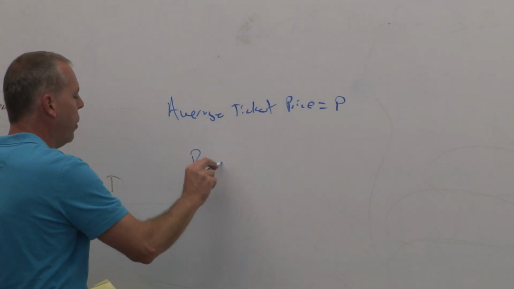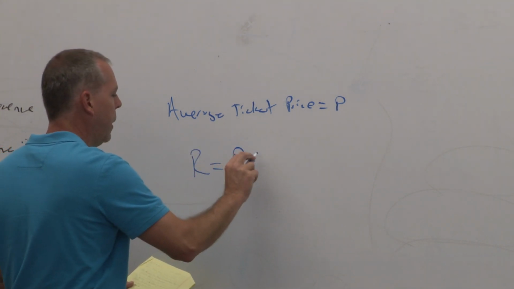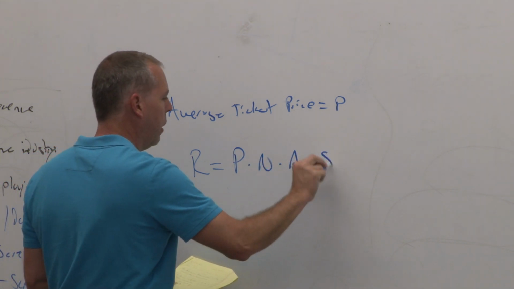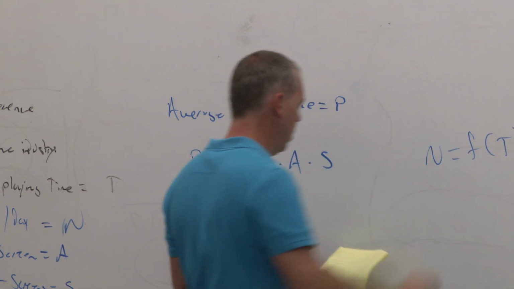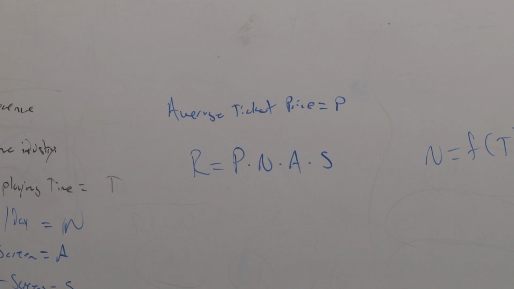So we can see here that revenue for our movies is P times N times A times S. And you'll note here that N is really a function of T. The number of showings per day is really a function of time. If the movies are 3 hours long, you can't get all those showings in. So our revenue is the average ticket price times the number of shows per day times the average number of seats in each screen times the number of screens.